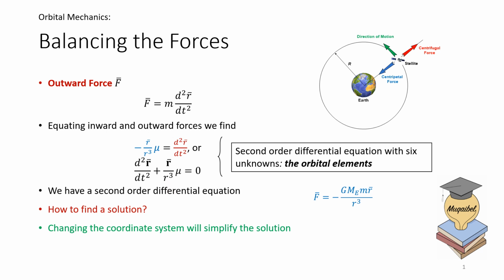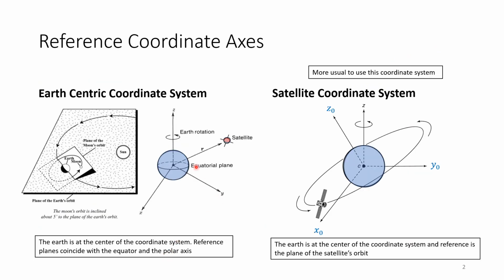So in the following two slides, we'll look at the existing coordinate systems. In this slide, we see reference coordinate axes. On the left-hand side we have what we call the Earth-centric coordinate system. From the name, as it appears, we have the XYZ. It is centered on the center of the Earth, so it's Earth-centered. The X and Y plane are in the equatorial plane.